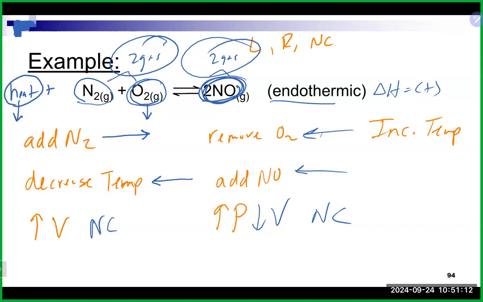Lastly, increasing the temperature means in this last case, we would be increasing our reactant, and that will cause more reactants to react and the forward reaction to occur, and it will shift away. Any questions on any of that there?